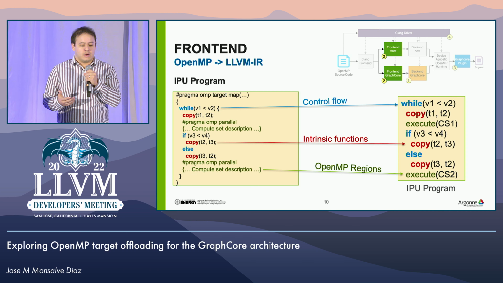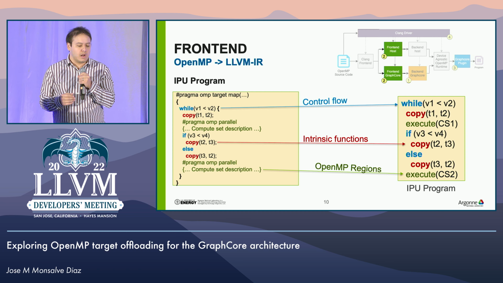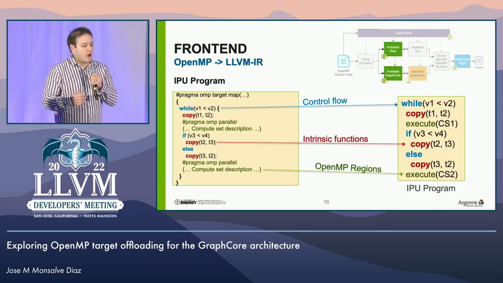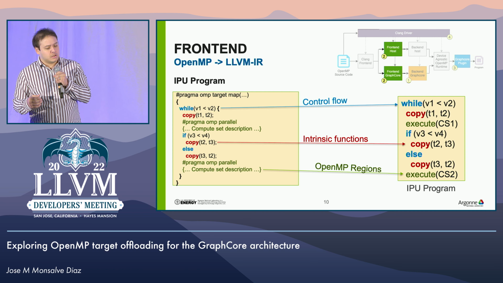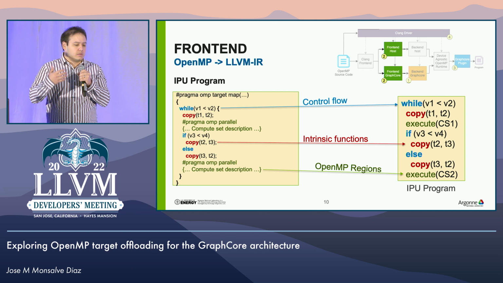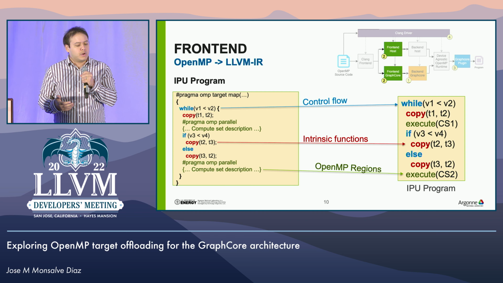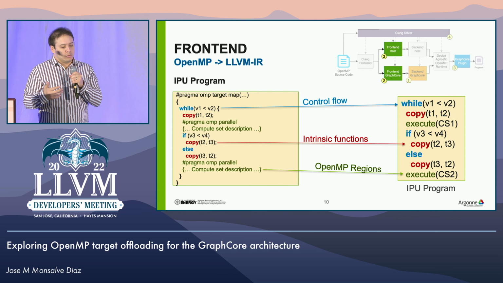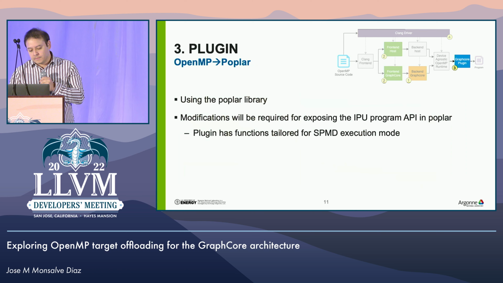Then the next part is the IPU program. It's a control flow program that drives the execution of the different elements in the IPU, in the GraphCore architecture. So what we propose is to use the control flow structure of the program within the target region to create the equivalent in the IPU program. This is all done through the library calls in the IPU programming interface.